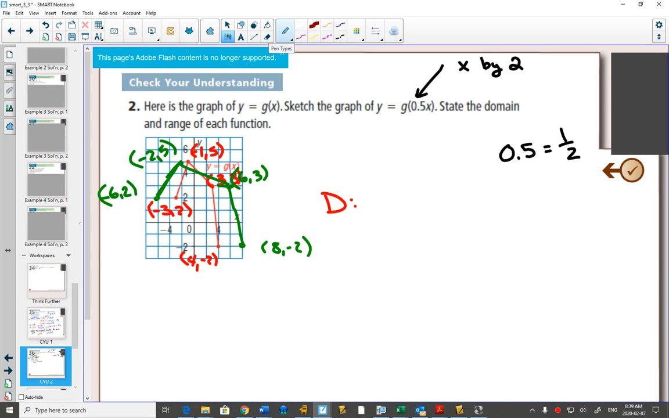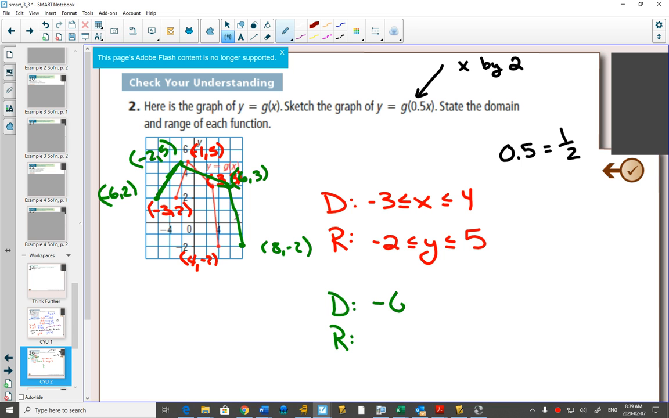Domain for our red function, it started at negative 3. And I'll use set notation this time. And the largest value for x was 4. And the range of our red function, its smallest value is negative 2. And its largest value is 5. Then looking at domain and range of our green function, the smallest value was negative 6. The largest value was 8. And the range stayed the same.